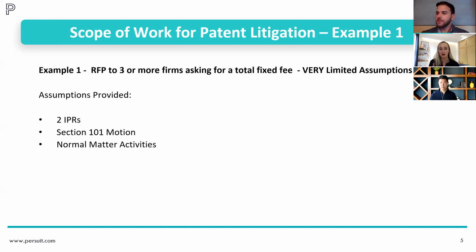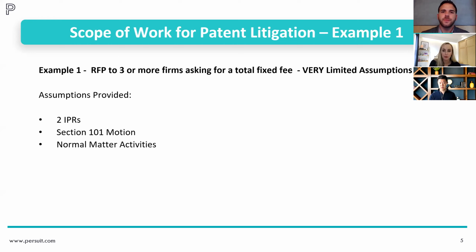So the firms are going to come back with a lot of questions. And I remember with this particular RFP, there were a number of questions coming in from firms throughout the RFP process, wanting to understand those assumptions more so that they could know that their neighbor was creating the same fixed fee proposal based on the same set of assumptions.